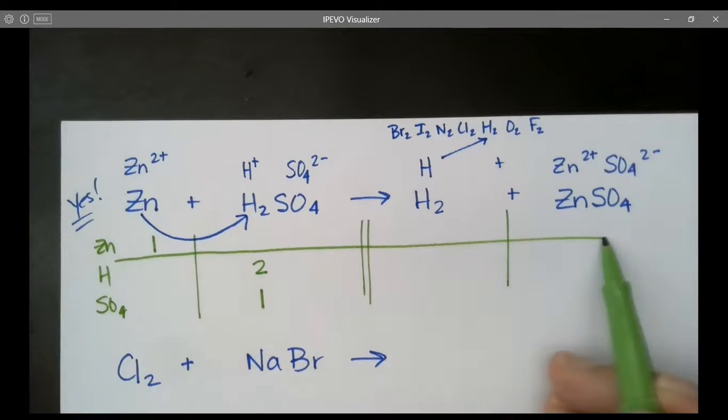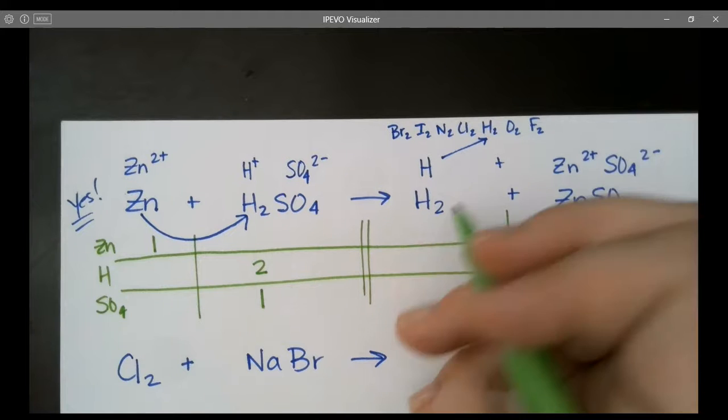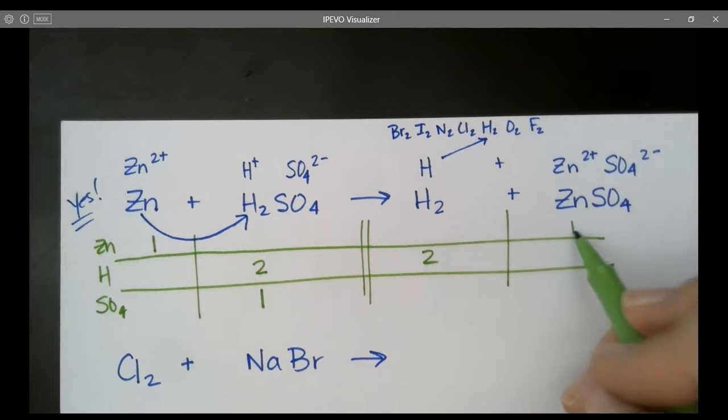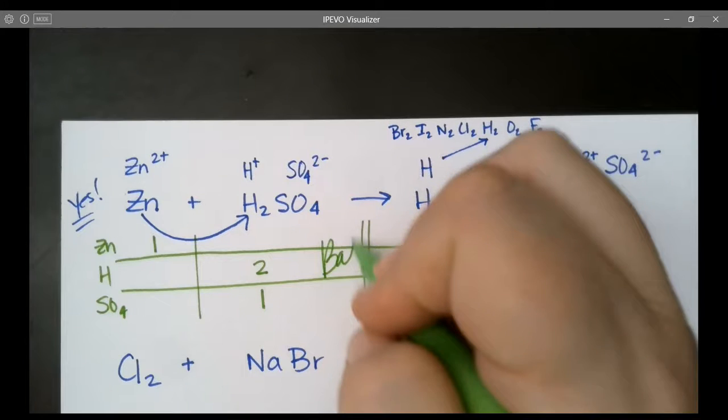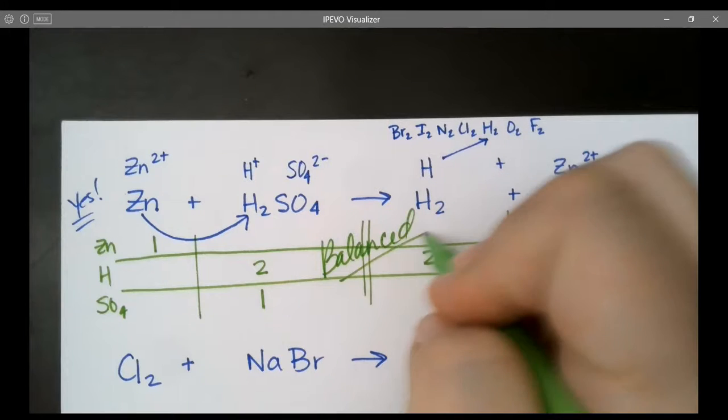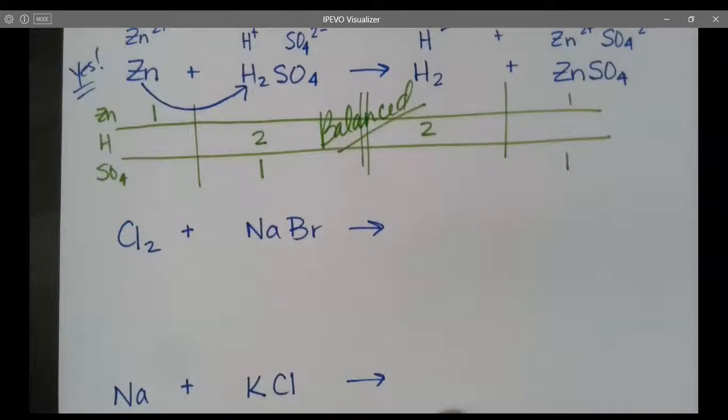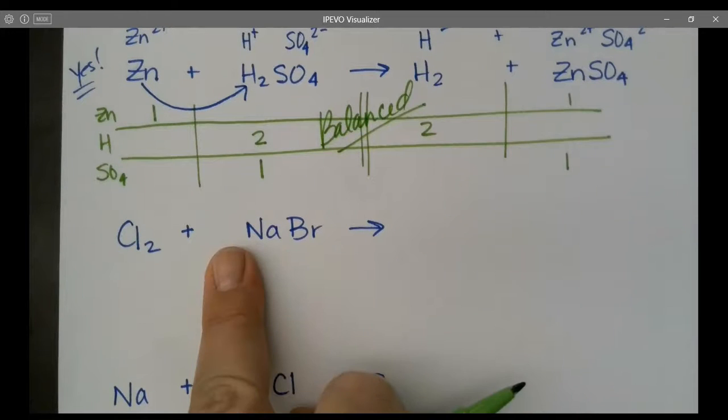And then you could say, I have 2 H's and I have 1 zinc and I've got 1 SO4, so I'm balanced. Okay, so somewhere on that paper, write that down. Okay, then we can move down here.